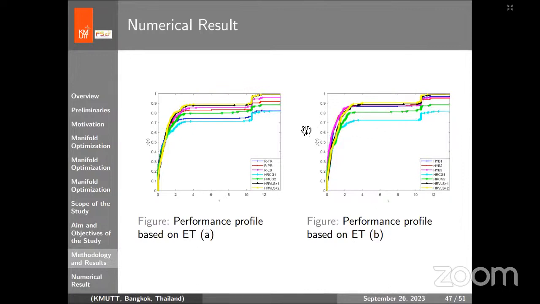Also, if we take a look at the performance profile based on CPU time, we can record that the two hybrid CD parameters are more robust and efficient than the other methods we considered in the numerical experimentation of this project, whereby we consider the classical Riemannian FR, Riemannian PRP and Riemannian LS in this work.